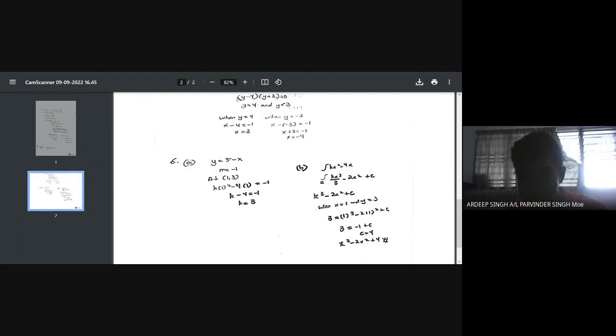So when they say x equals 1 and y equals 3, you substitute to get the c. So we get c is equal to 4. So the answer is y equals x cubed minus 2x squared plus 4. That's your answer. So yeah, that's my explanation. Can we hear from Boon?